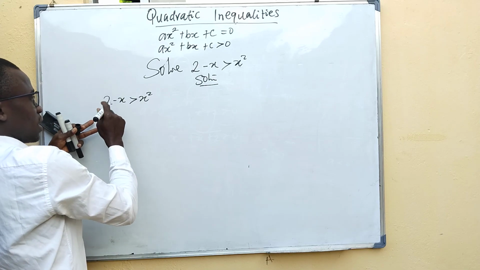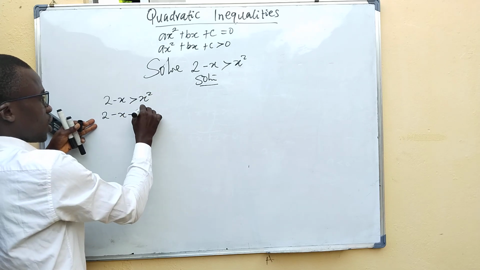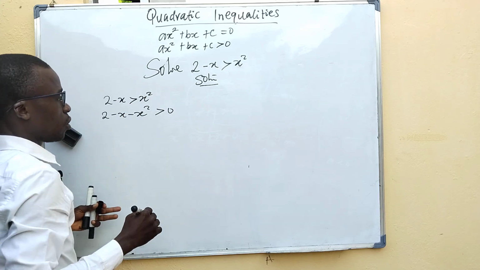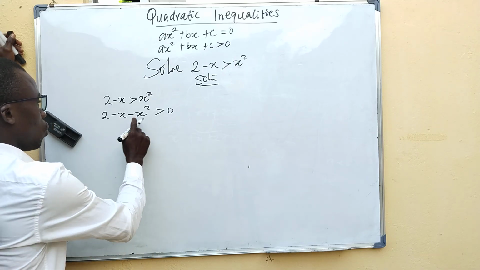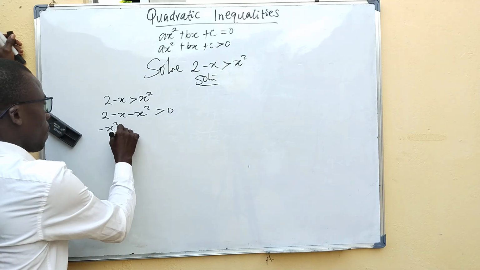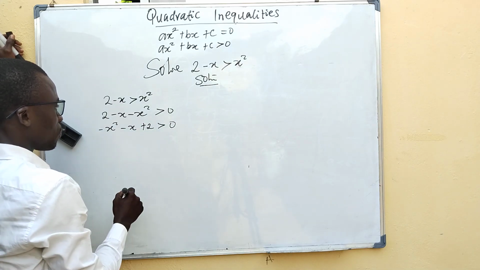We transfer this to the other side. We have that 2 minus x, when you transfer it, becomes minus x squared is greater than 0. Do we leave it this way? No. So we say minus x squared minus x plus 2 is greater than 0.